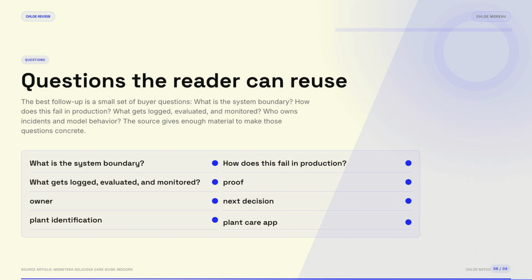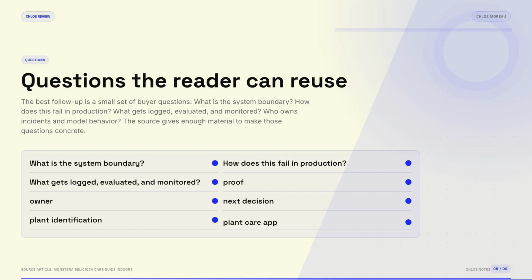The best follow-up is a small set of buyer questions. What is the system boundary? How does this fail in production? What gets logged, evaluated, and monitored? Who owns incidents and model behavior? The source gives enough material to make those questions concrete.